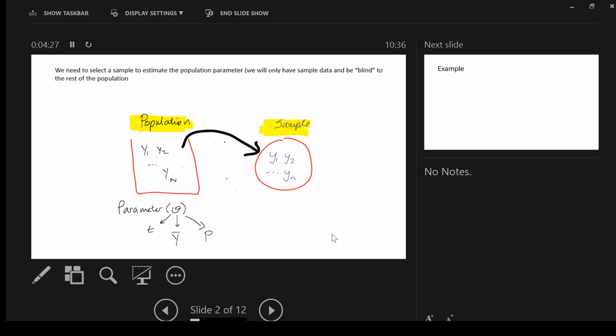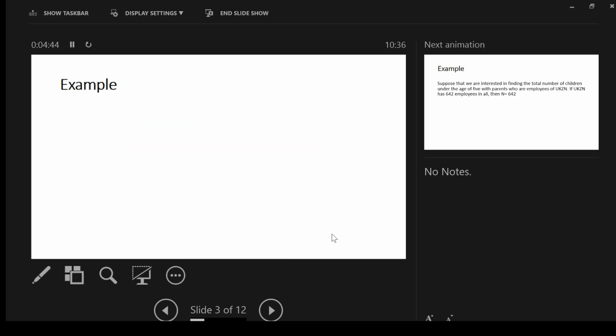So we have a parameter, and we represent it by theta. That's the thing about the population I'm interested in. Population doesn't have to be people. We've spoken about that. It could be the total, it could be the mean value, or even the proportion that belong to a certain category, and we'll talk more about that later.